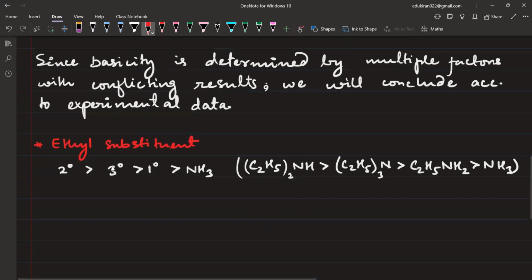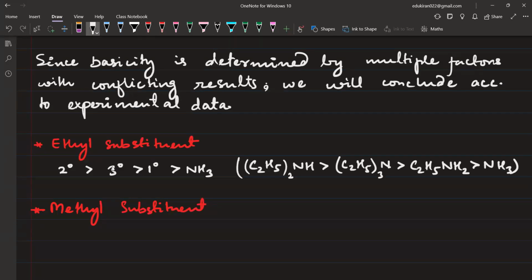Then we have methyl substituent. Now in methyl substituent, there is a slight change. 2 degree is still the most basic, followed by 1 degree, then followed by 3 degree, and then followed by ammonia.